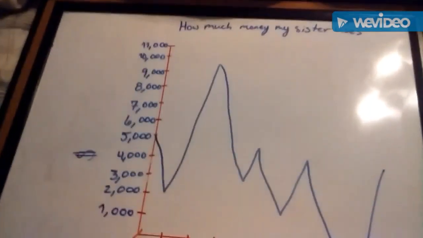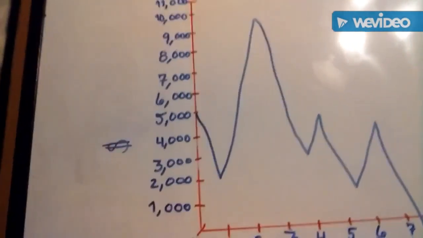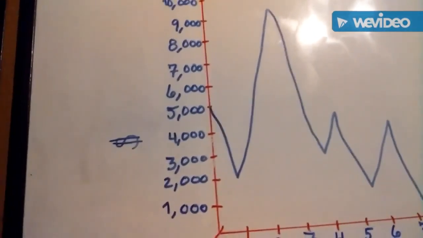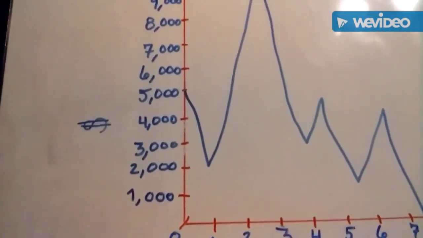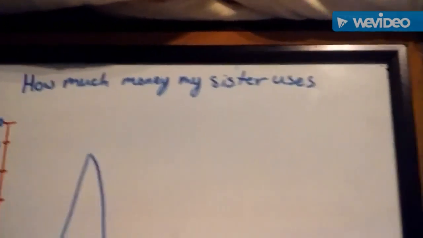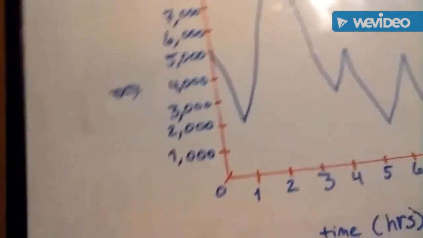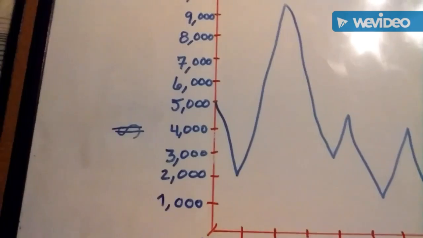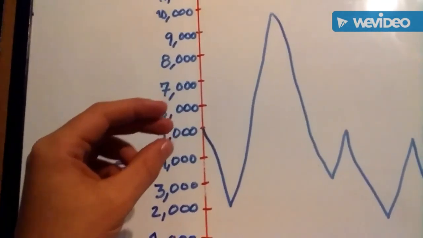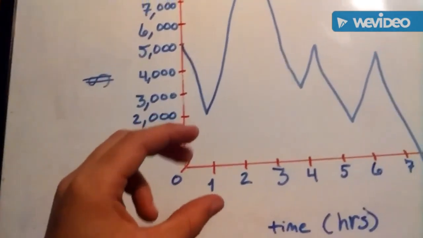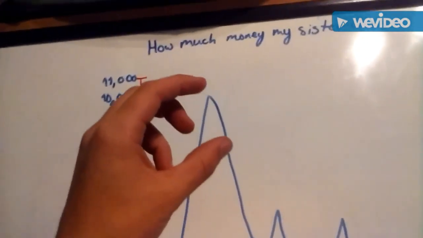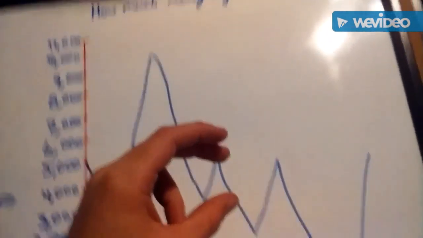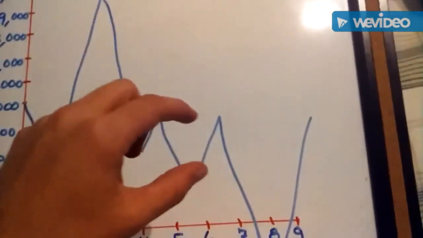Another graph that can be made would be finance, which doesn't have a function. It only does whatever you buy. So, this is how much money my sister uses, and this is every hour. This is money. This is in the thousands of dollars. So, she starts off with $5,000, and then she spends some money. But then my parents give her a lot of money, and then she spends it, and given, and then spends, and then given.